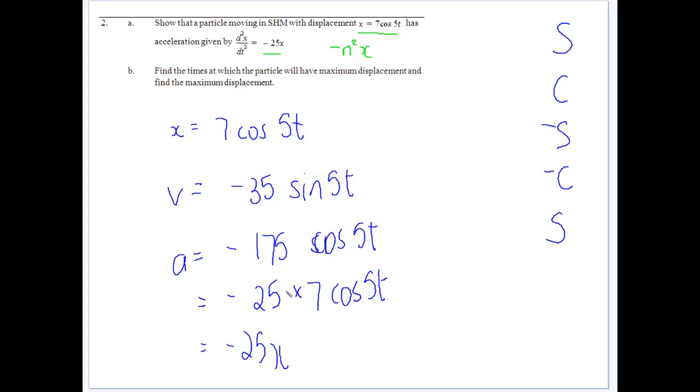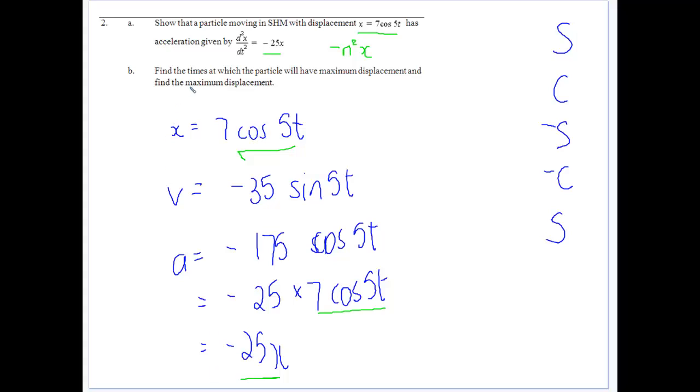So we can separate that: 175 is 25 times 7. And so 7 cos 5t is our displacement. So we get minus 25 times displacement. That means it is in simple harmonic motion form.